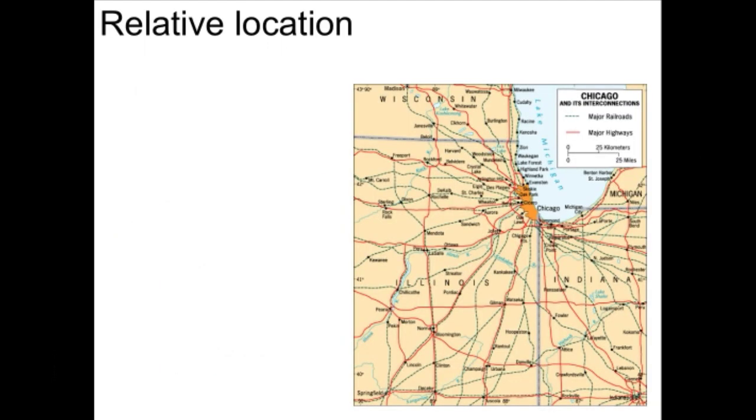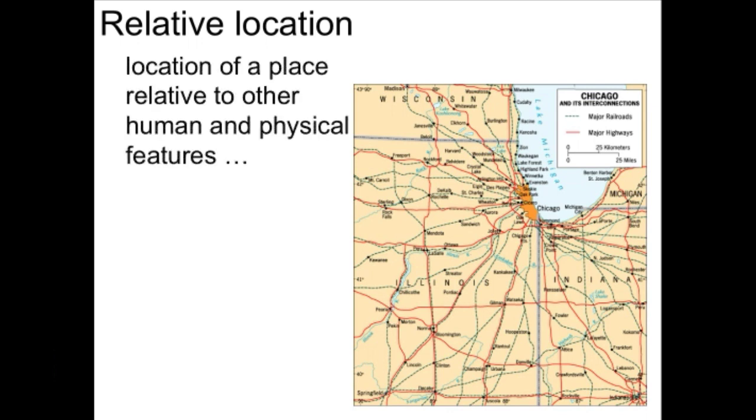The other type of location you need to know is relative location, which basically is the location of a place relative to other human and physical features. Synonymous with the other term, situation. So we talked about site with absolute location, now we talk about situation with relative location. Again, looking at the map that we've seen before of Chicago, you can see all the connections, all the railroads, all the highways leading into Chicago. Also the accessibility that it has with multiple states and multiple areas. One thing to keep in mind, absolute location doesn't change. Relative location may change. That is why throughout history we've seen civilizations come and go, rise and fall.